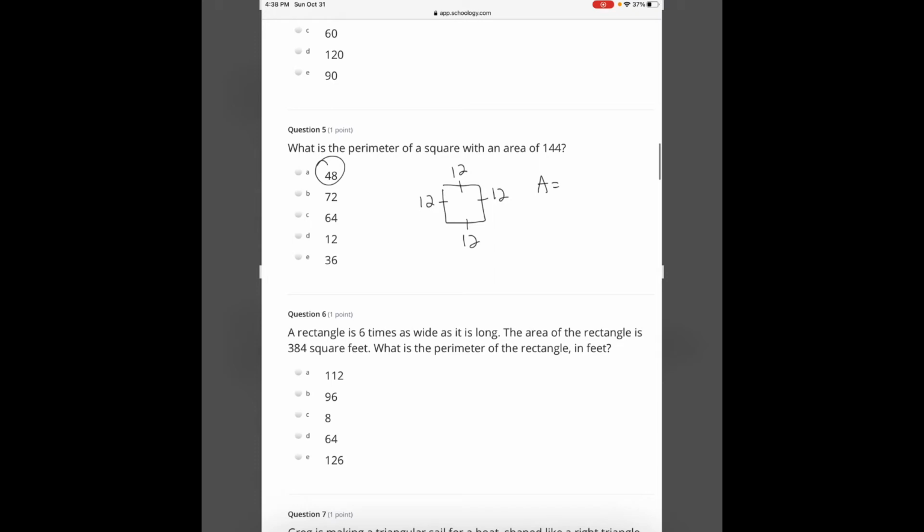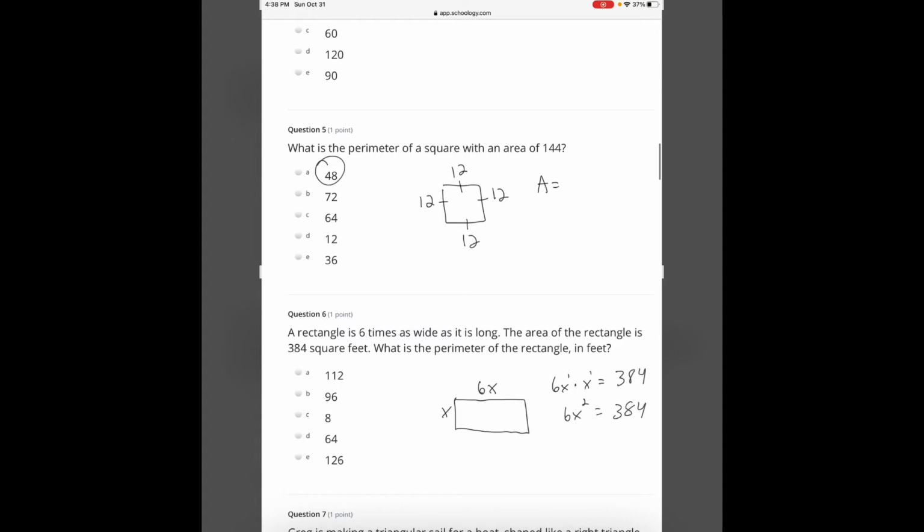Okay, number 6, you've got a rectangle. 6 times as wide as it is long, so we can call this 6x and x. Alright, the area of the rectangle is 384. We know area of a rectangle is length times width, so if I do 6x times x, that gives me 384. 6x times x is 6x squared because there's one exponent, so we add them together.